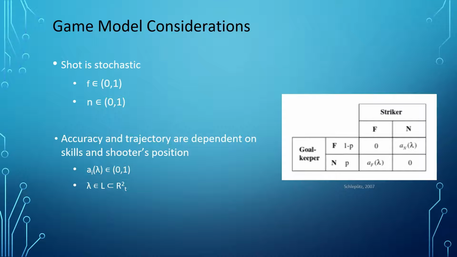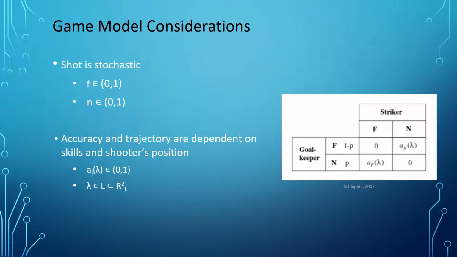On the other hand, in the cases where the player shoots a ball at the opposite post from where the goalie is standing, we must take into account the position and skills of the player to determine the accuracy and trajectory of the shot. The author chose to model this using the a sub f of lambda and a sub n of lambda functions, which are in their corresponding cells for opposite positionings of the goalie and shooter in the matrix. In the case where the goalie is positioned at the near post and the striker shoots a ball at the far post, the goal will be scored with a probability of a sub f of lambda, where a sub f of lambda is within [0, 1].